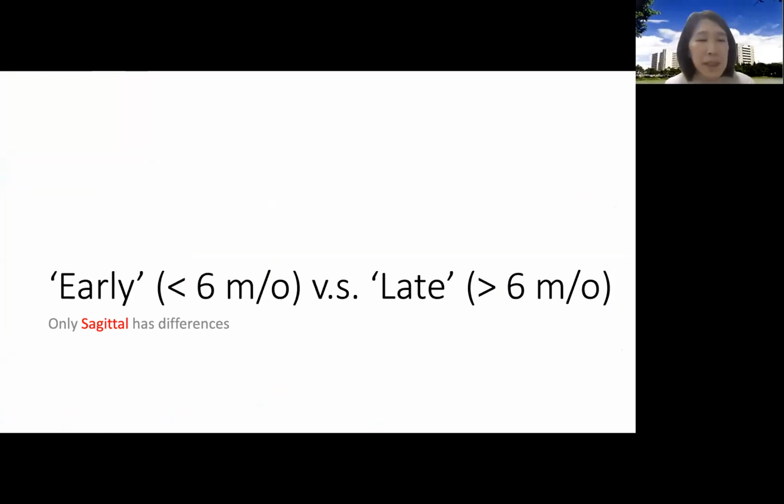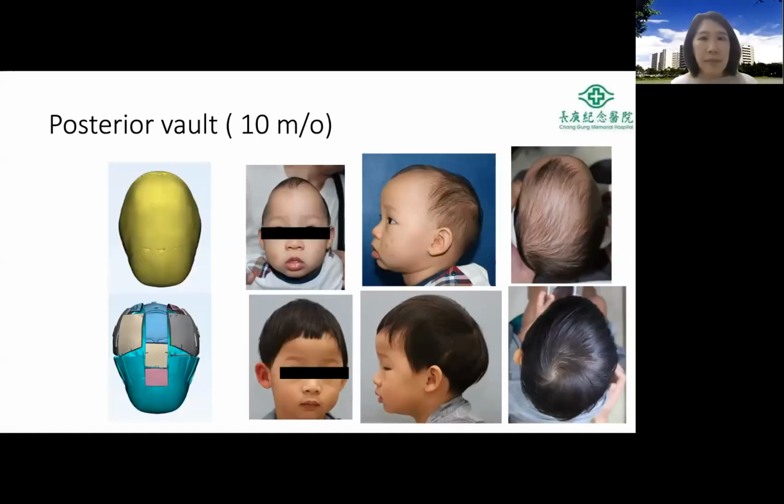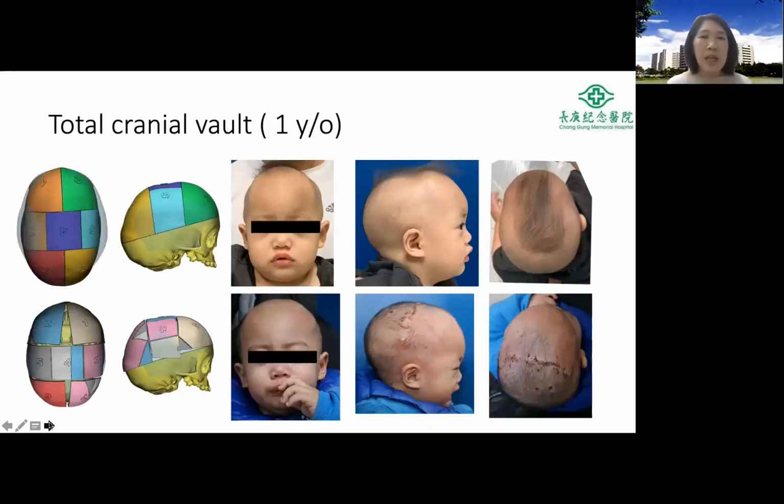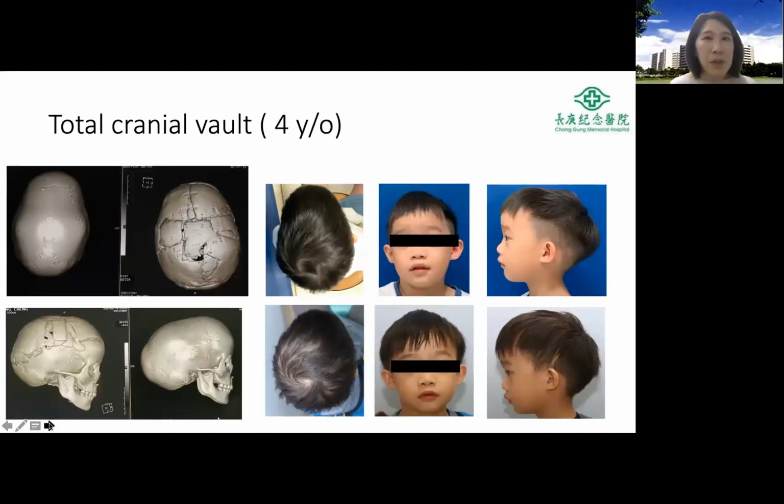The recommendations only show differences in the surgical timing. The only clear indication for early treatment is the increasing prevalence of papilledema in sagittal suture craniosynostosis. So if possible, sagittal synostosis surgery should be performed before the age of 6 months. If the patient comes around 10 months old, I will do only posterior vault reconstruction. If the patient comes late, like 1 year old, I will do the total cranial vault. This patient is older than 1 year, so I will do the total cranial vault.